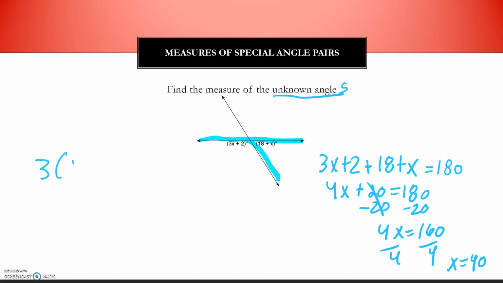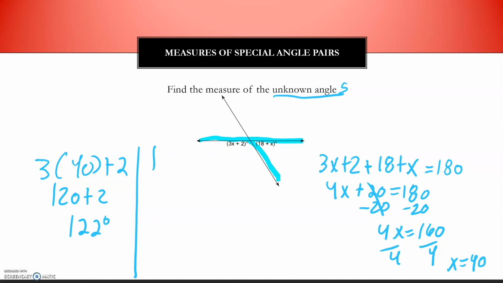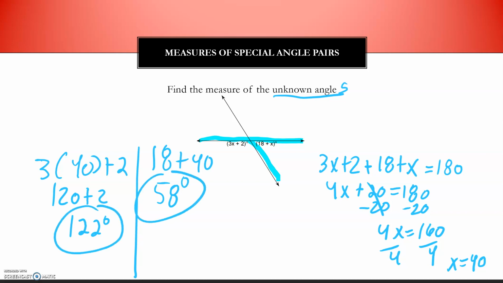So I would say 3 times 40 plus 2, that's 120 plus 2, or 122 degrees. And I would say 18 plus 40 is 58 degrees. Those are my two angles, and I can check that and see that they do add to 180, so I do have the correct pair of angles. All right, so those are our angle pairs.